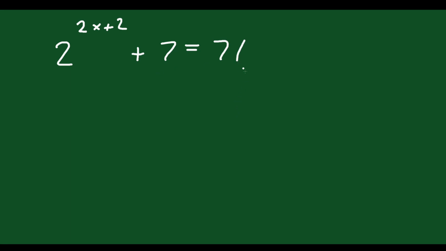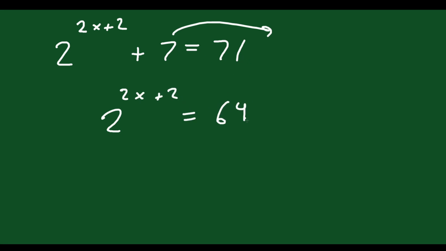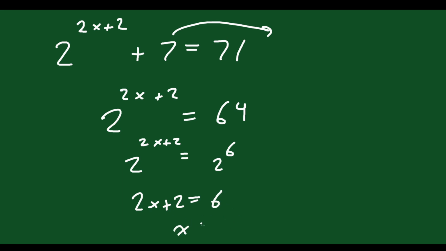Okay, let's do another one. Let's say you have 2 to the exponent 2x plus 2 plus 7 equals 71. Well, what I like to do is collect like terms. So if you have a number here and a number here, and they're both just regular numbers, put them on the same side, right? So bring that 7 over there. So you get 2 to the 2x plus 2 equals 71 minus 7, which is going to be 64. Rewrite 64 as a base of 2. That's 2 to the exponent 6. So now the bases are the same. 2x plus 2 equals 6. Solve for x. x is going to equal 2.